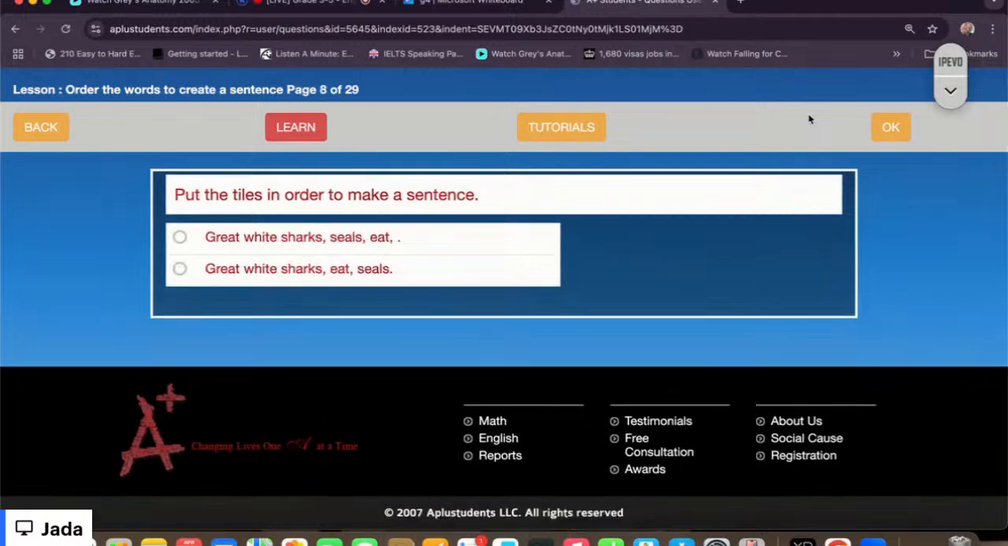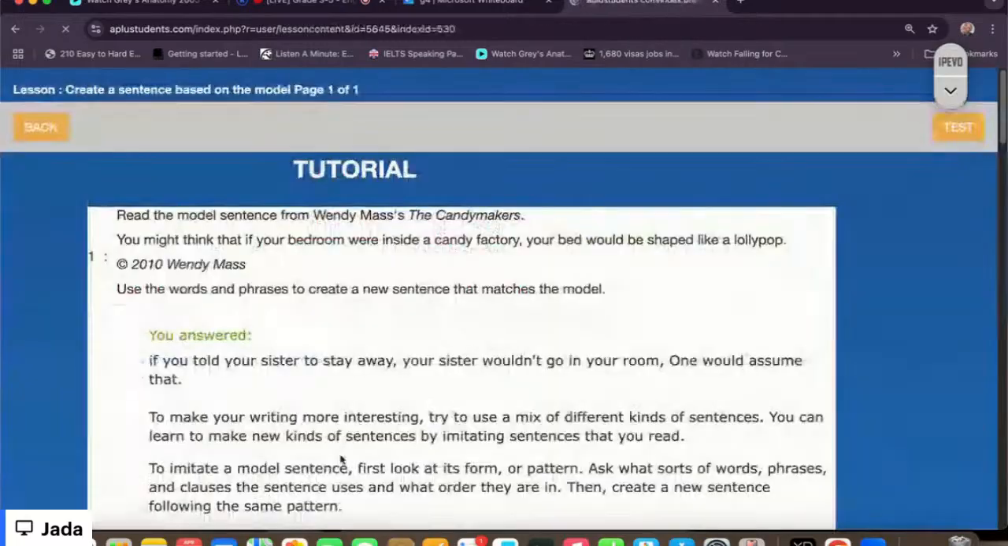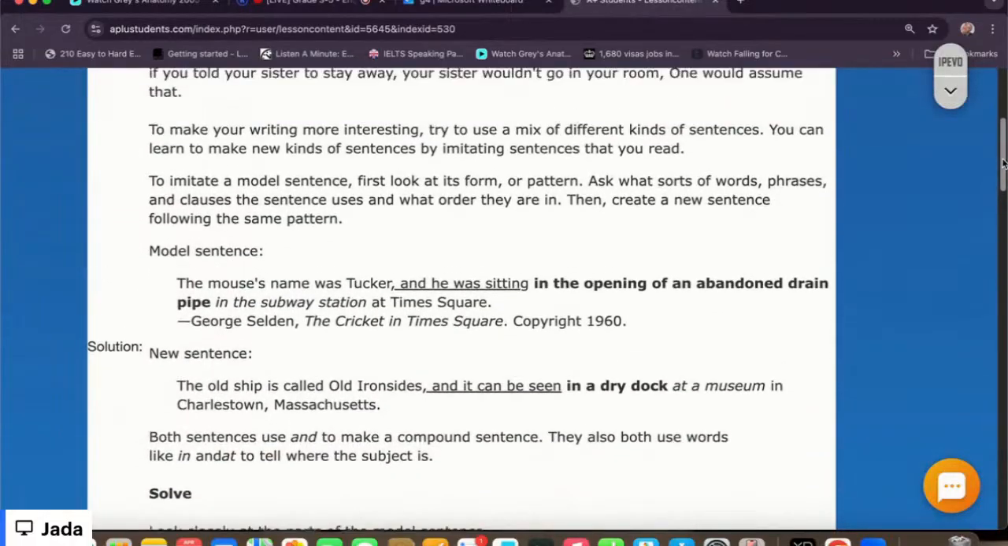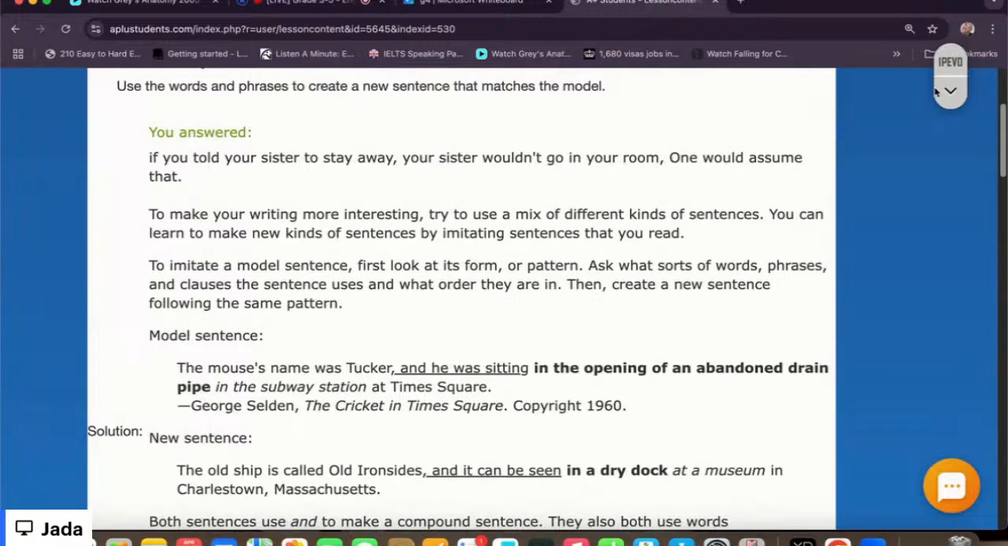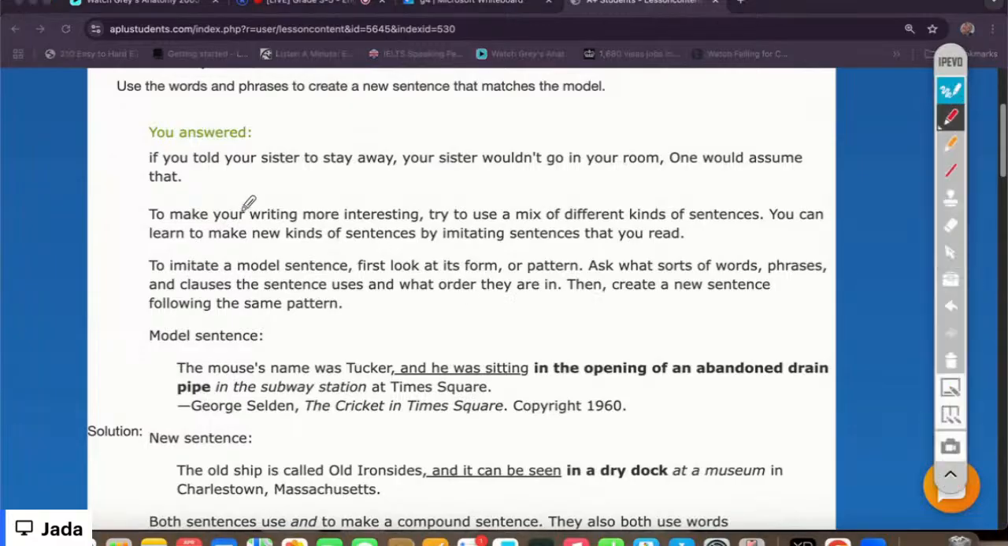All right, that's it for this particular lesson, which is order the words to create a sentence. We'll move on to the next lesson, which will be create a sentence based on the model. To make your writing more interesting, you have to try to use a mix of different kinds of sentences. You can learn to make new kinds of sentences by imitating sentences that you've read, just to make your writing more interesting.